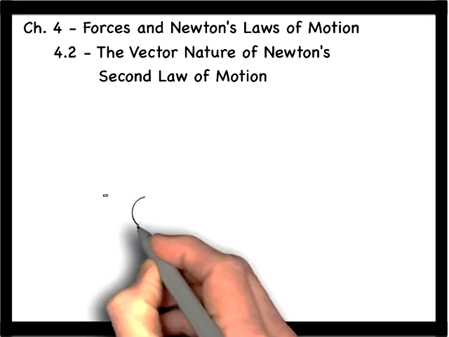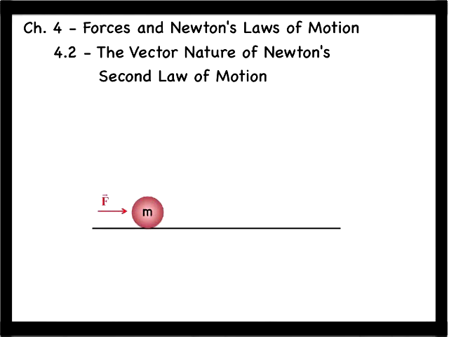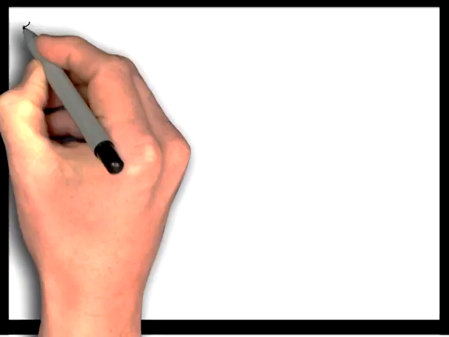We now describe the vector nature of Newton's second law of motion. When subjected to a net force on a friction-free surface, an object accelerates with an acceleration of a equals F divided by m, where the acceleration is in the same direction as the force.